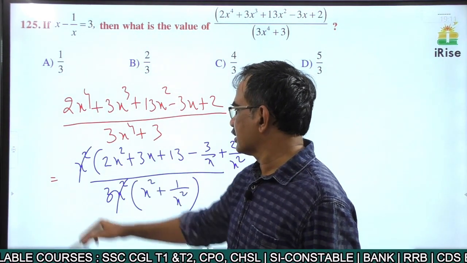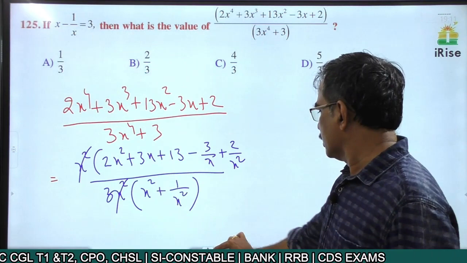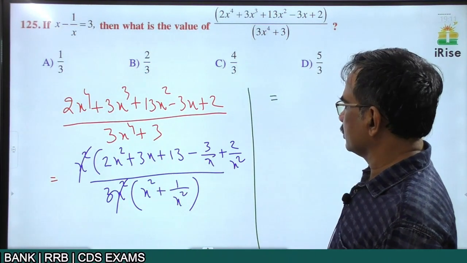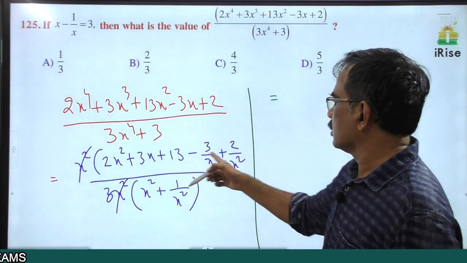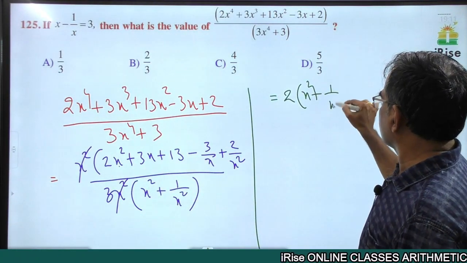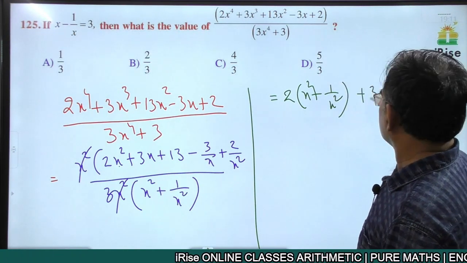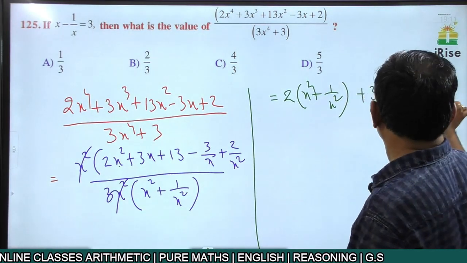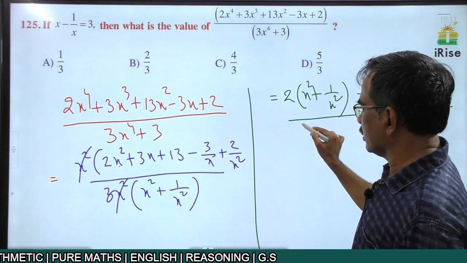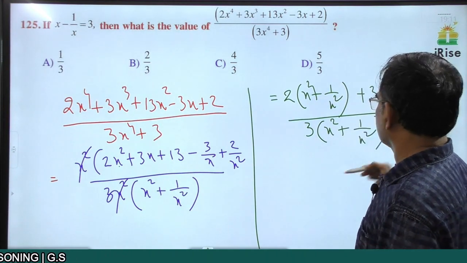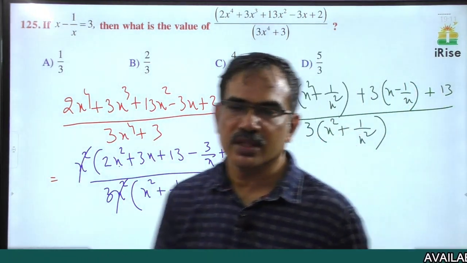X square gets cancelled, and this can be written as, 2 common here, x square plus 1 by x square, plus 3 common, x minus 1 by x, plus 13, by 3 into x square plus 1 by x square. This is the given question.